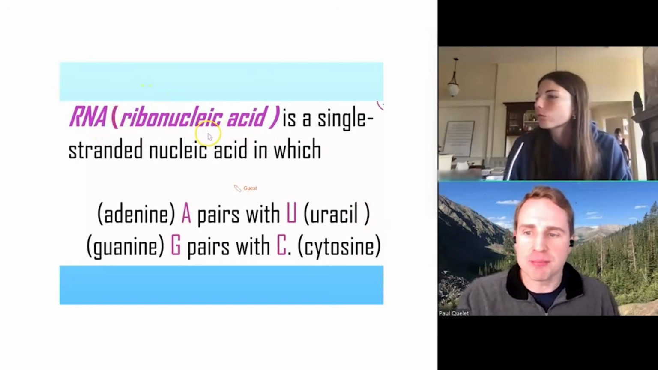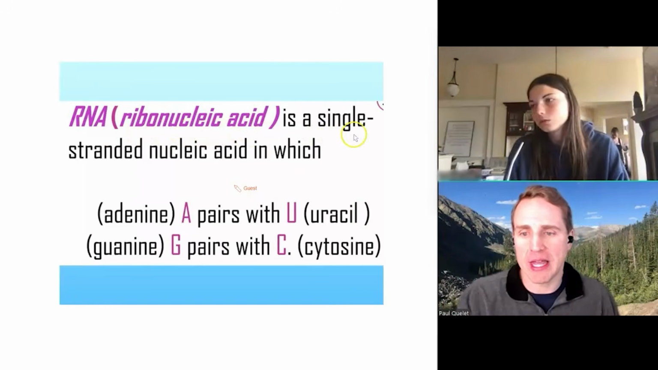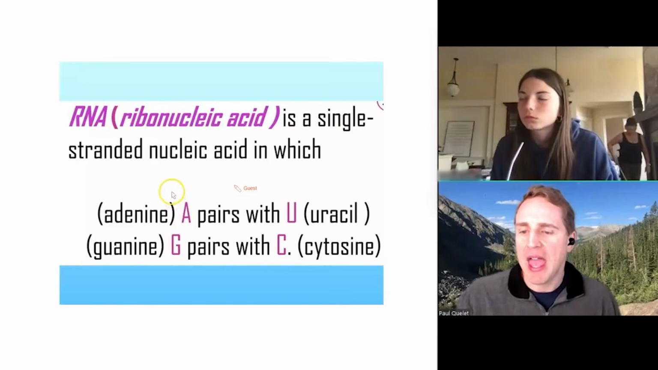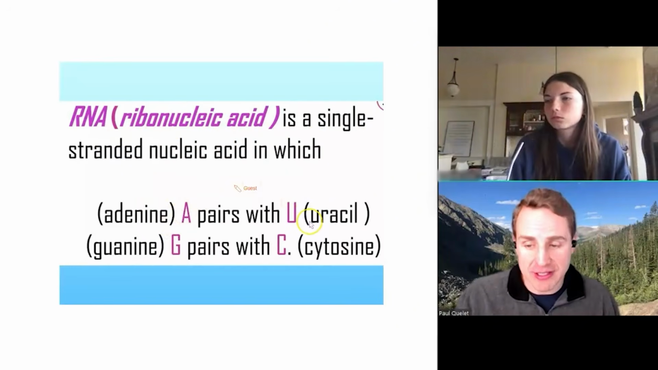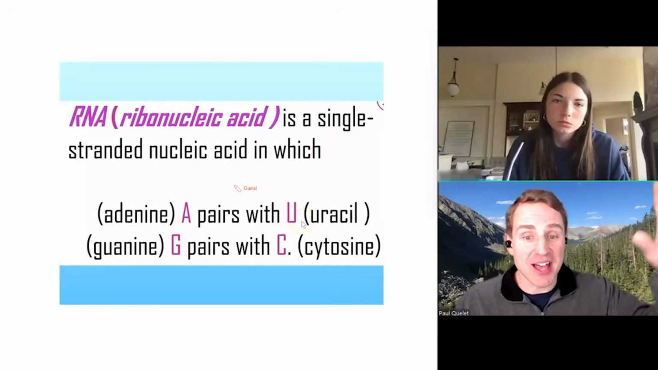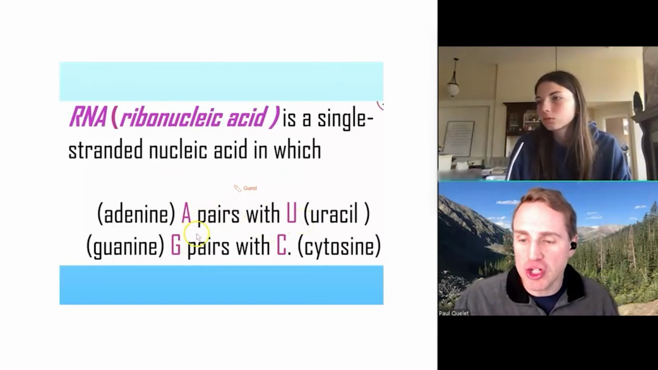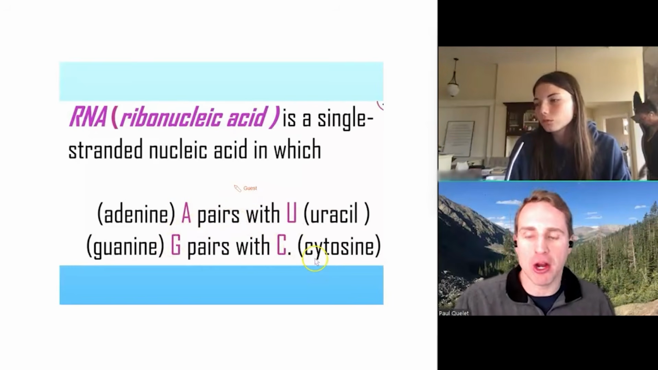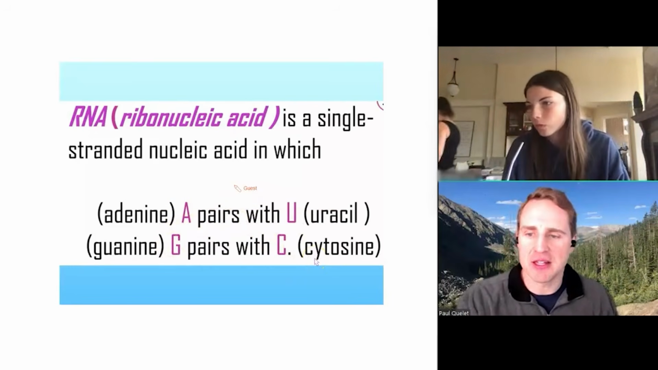So I already mentioned this briefly. RNA is ribonucleic acid. It's a single-stranded nucleic acid with adenine, uracil. So again, the T, the thymine, is gone. A, U, G, and C. Adenine pairs with uracil and guanine pairs with cytosine. So the thymine is gone.